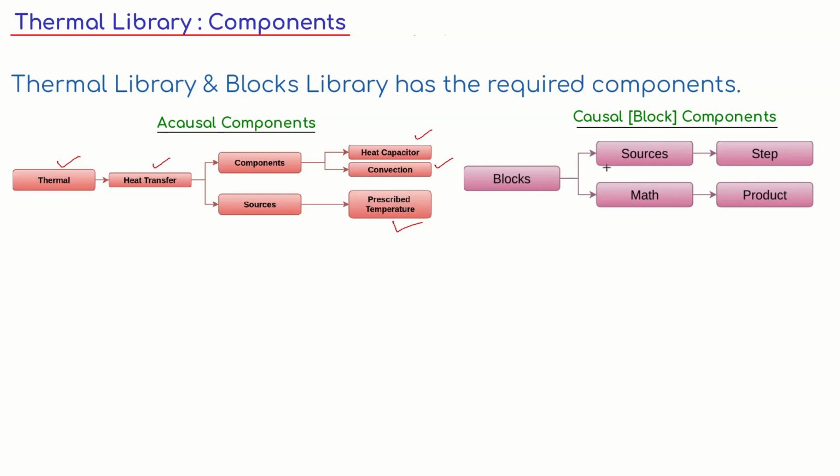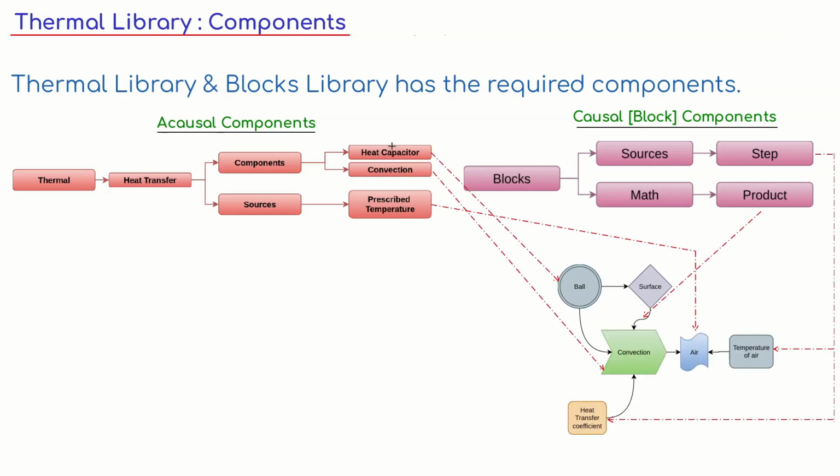Also, we will take some components from blocks, which are step, which is used for changing the values at a specific instance, and we will use the product function from math, which will multiply two values and return the result of it. Now let's see how these are connected to our model.